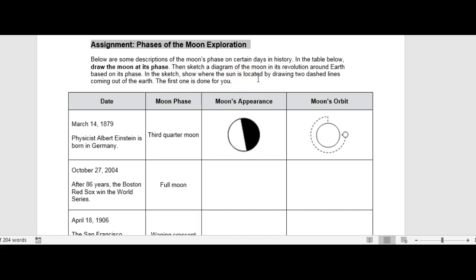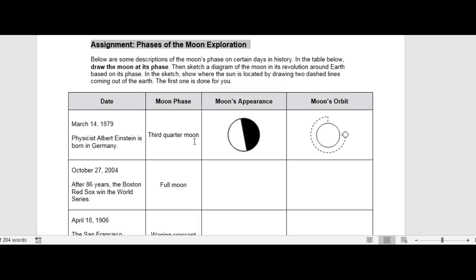So let's see what it's talking about here. The first one's done for us. So it says March 14th, 1879. Physicist Albert Einstein is born in Germany. So this is our important date in history. And it tells us that the moon phase was in a third quarter. So if it's in a third quarter moon phase, we got to think, is it waxing or waning? So we know which side to put the light on, right? And if we remember our diagram, third quarter is waning.